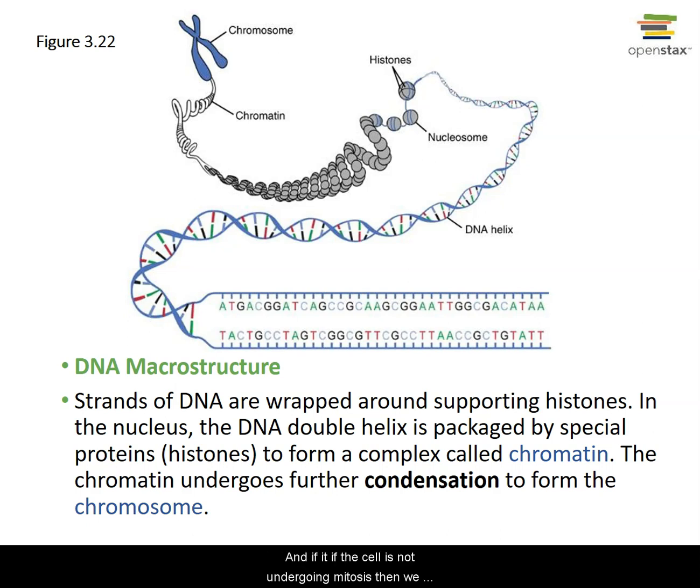And if the cell is not undergoing mitosis, then we don't see the chromatin. It's invisible to us. But as it's getting ready to divide, that chromatin will condense. It will thicken up and it forms chromosomes. And we can see the chromosomes.